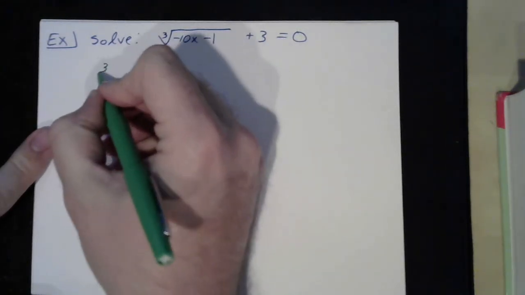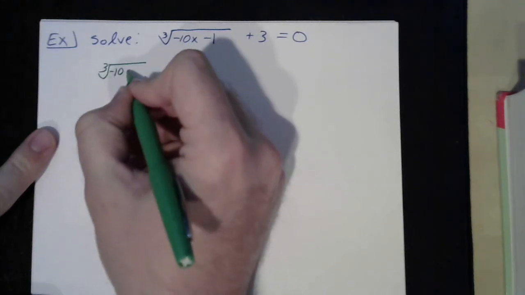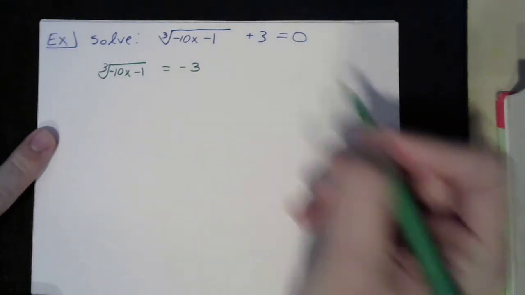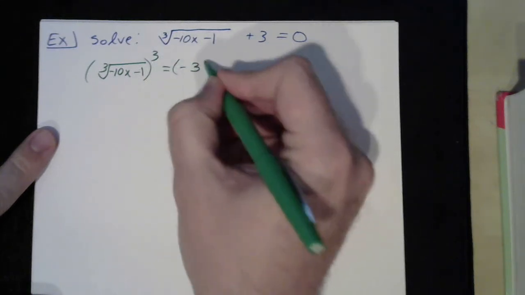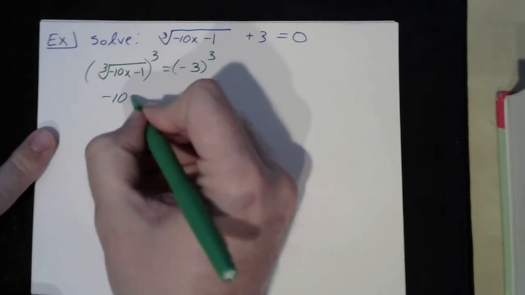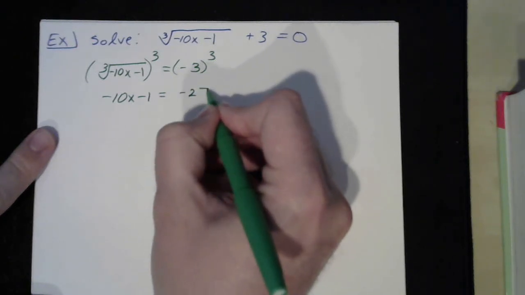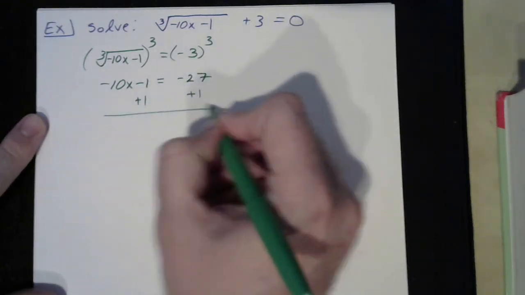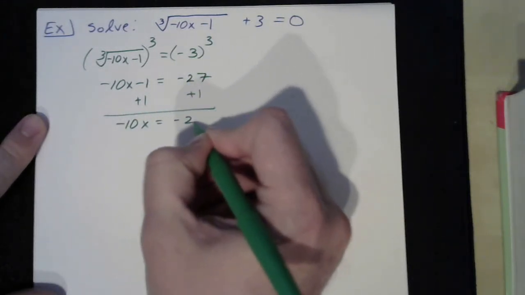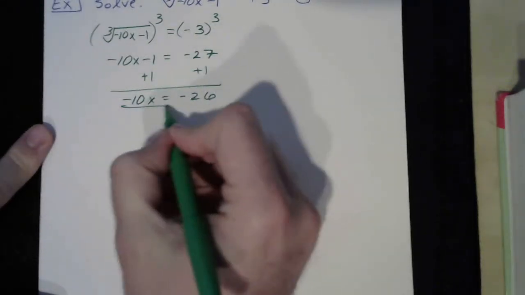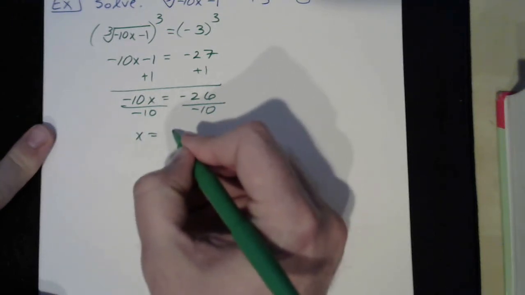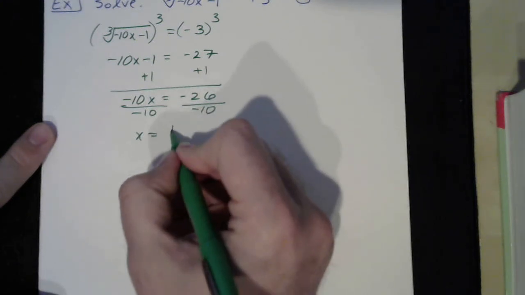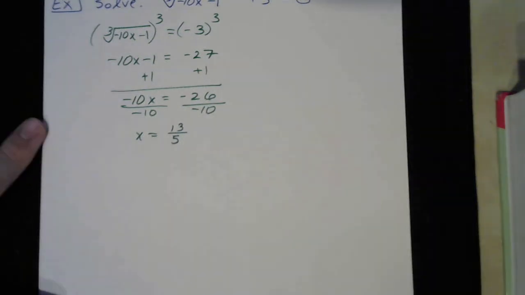So isolating the radical, we have the cube root of negative 10x minus 1 equals negative 3. I'm going to raise both sides to the power of 3. I'm going to get negative 10x minus 1 equals negative 27, which is negative 3 cubed. I'm going to simplify a little bit. Plus 1 here, plus 1 here. Negative 10x equals negative 26. Divide by negative 10. And we get x equals positive 2.6, or 13/5. I think I'm going to leave it as 13/5 for the simplification.